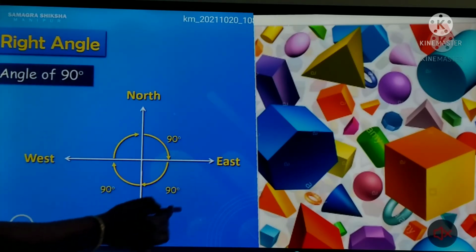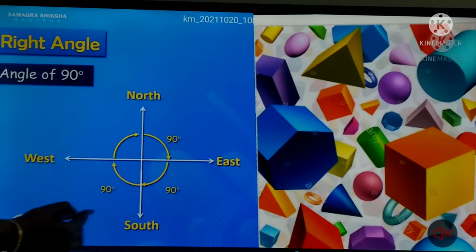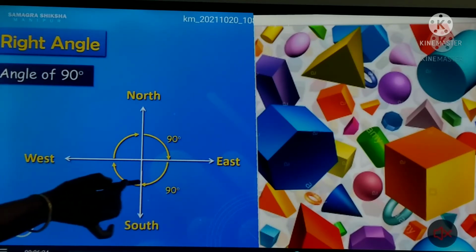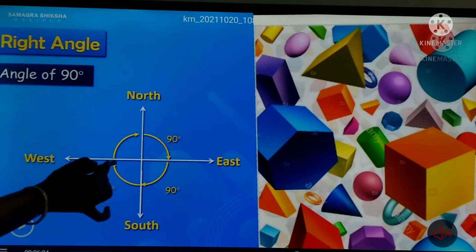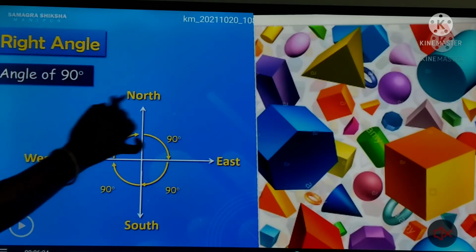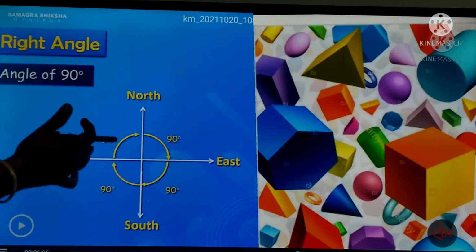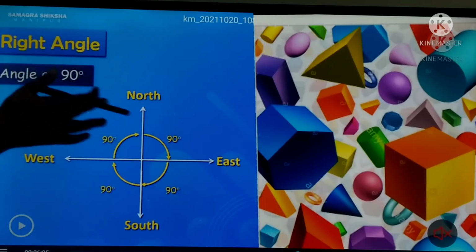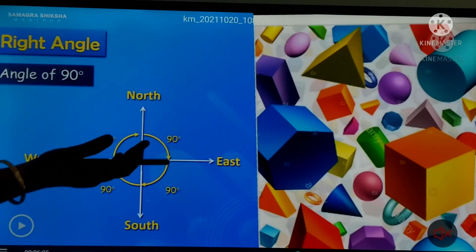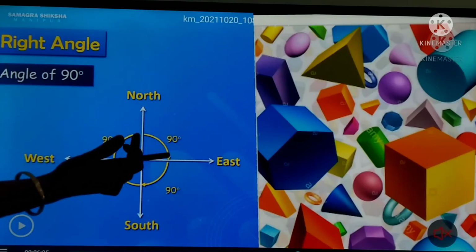And if you turn east to south in clockwise, it is also 90 degree. From south to west, what is the measure? It is again 90. And what is the turn? That is west to north. What is the angle? It is also 90 degree. So we studied about the circle. Yes, a circle is divided into 4 equal parts, means each part is 1 by 4, right? So here 1 by 4 means it is quarter.